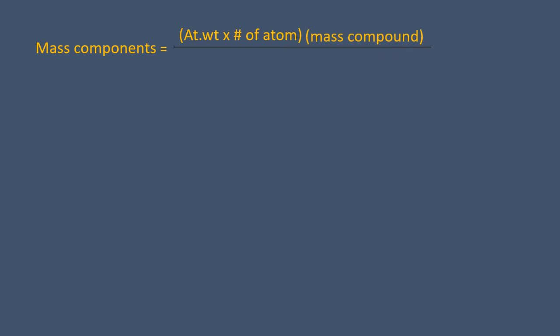How about if you are asked to compute for the mass of a particular component of a compound? It is very simple. Just use this equation. Mass of component is equal to the atomic weight of that component in a compound, multiplied by the number of atoms of that component in a compound, multiplied by the mass of the compound, divided by the molar mass of the compound.